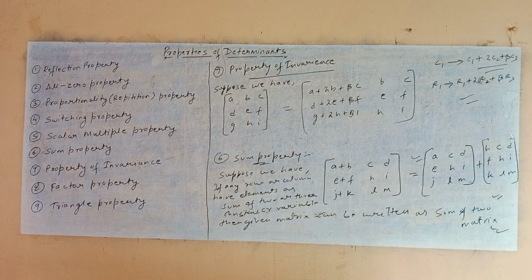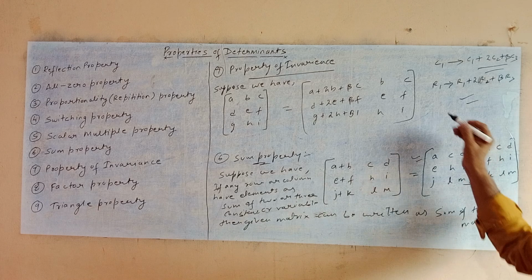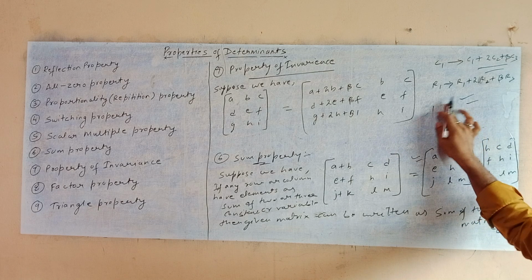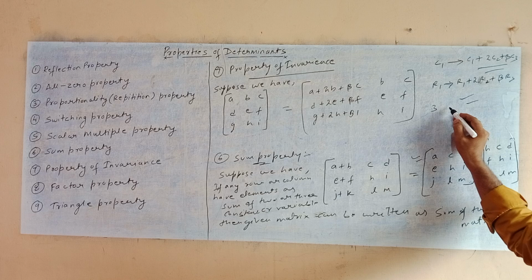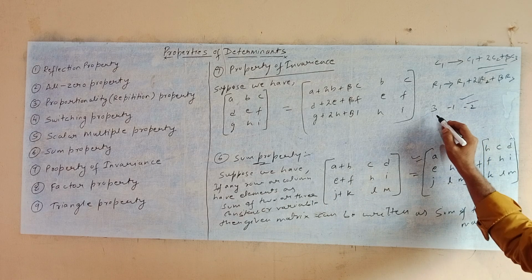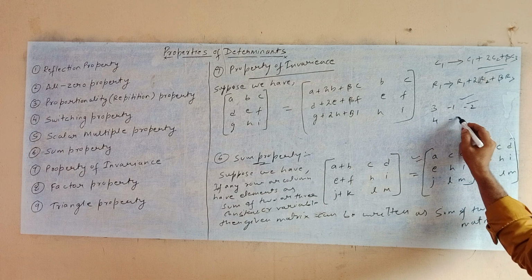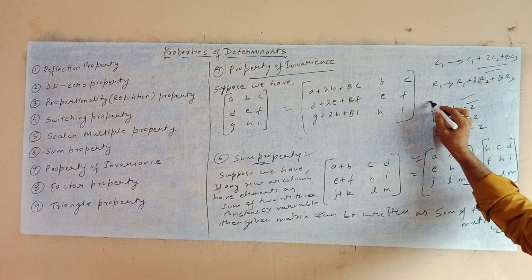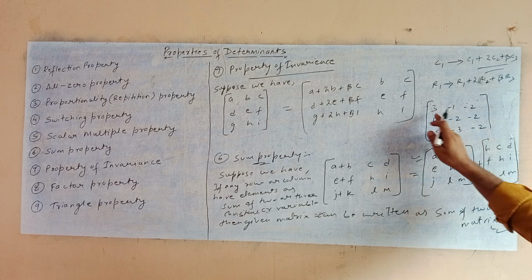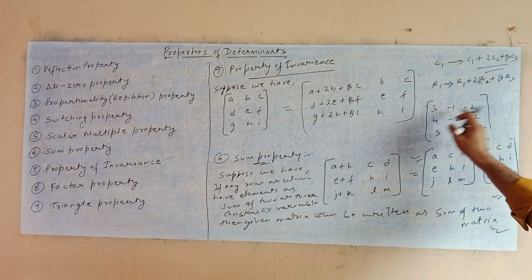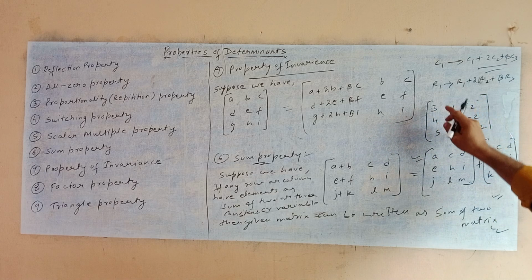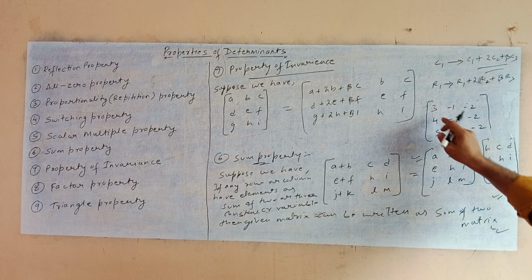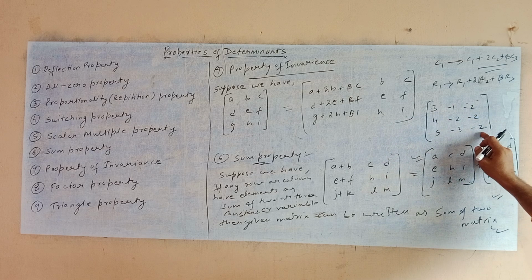Okay, suppose the sum of all the elements becomes zero. Suppose you have 3, minus 1, minus 2, and here 4, minus 2, minus 2, and here 5, minus 3, minus 2. By taking the sum of all the elements of this column, 3 minus 1 minus 2 becomes 0, 4 minus 2 minus 2 becomes 0, and 5 minus 2 minus 3 becomes 0.